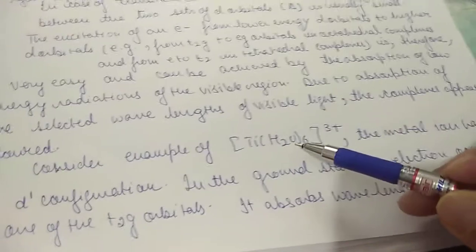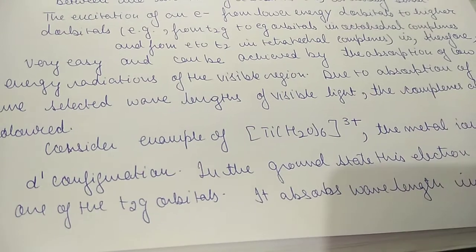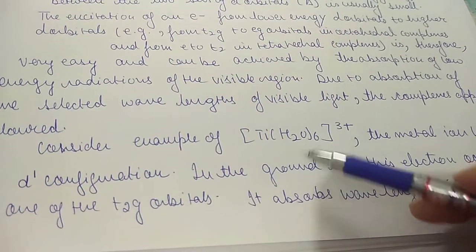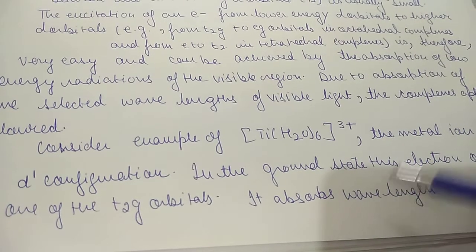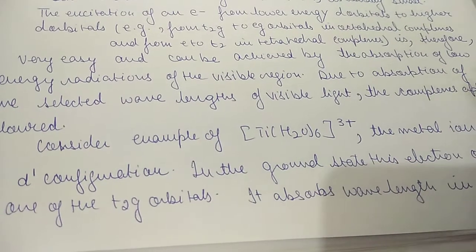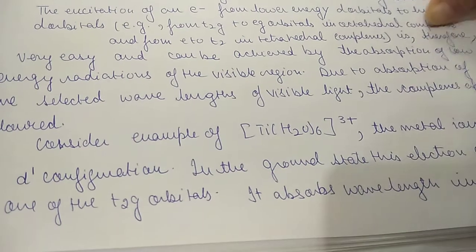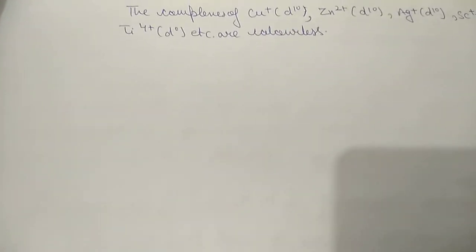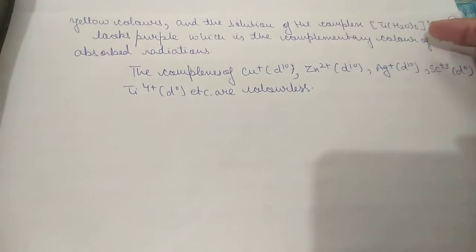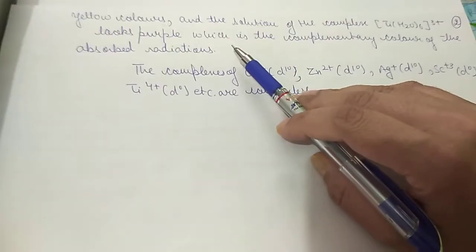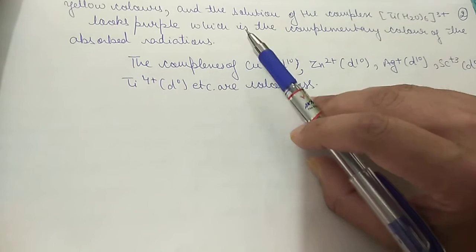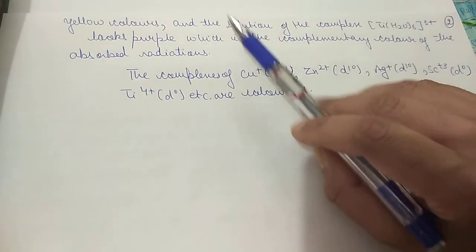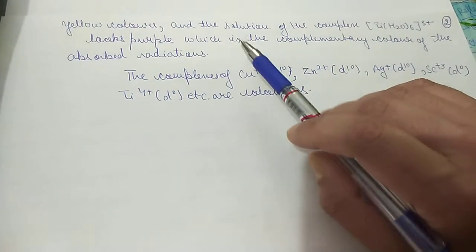So this is the complex of titanium, and the configuration of the d orbital here is d1. The electron will get excited from the t2g orbital to the eg orbital. In the ground state, the electron is present in the t2g orbital, and it absorbs wavelengths in green and yellow colors. The solution of the complex appears purple, which is the complementary color of the absorbed radiation, because the complementary color of green and yellow is purple.